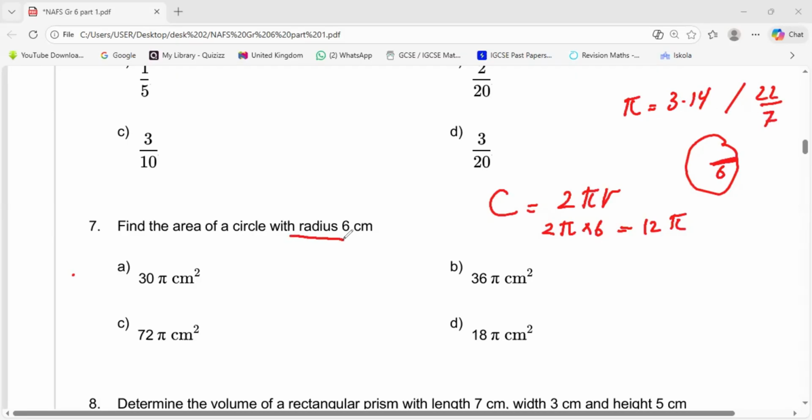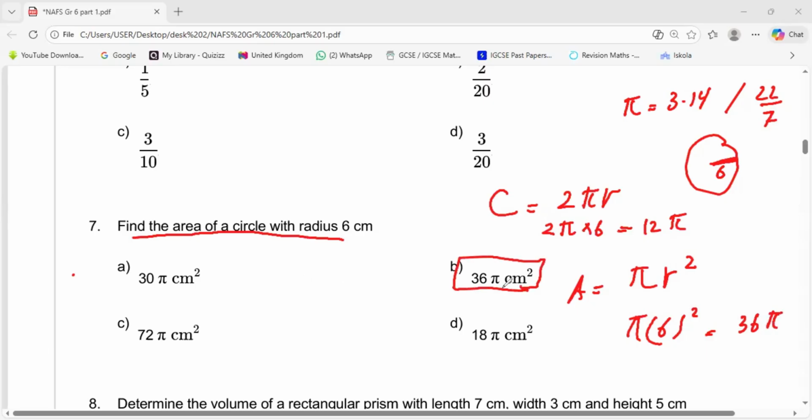Here is another question. He needed to find the area of the circle. Area equals pi r squared. You just substitute 6. 6 multiplied by 6 multiplied by pi. 6 multiplied by 6 is 36, so 36 pi. Here is the answer, 36 pi. And you know the area is in centimeter square, as we said before.